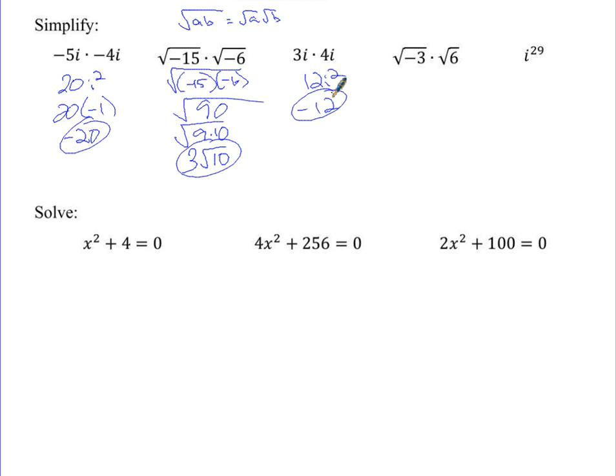How about the square root of negative 3 times the square root of 6? What's the first thing I should do? So we have the square root of, which is negative 18. Now what? So the biggest perfect square that goes into 18 is 9 times 2. So this becomes the square root of 9 times 2 times negative 1. So I'm going to write my answer is 3i root 2.